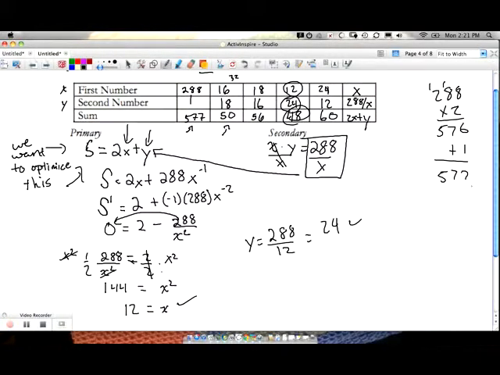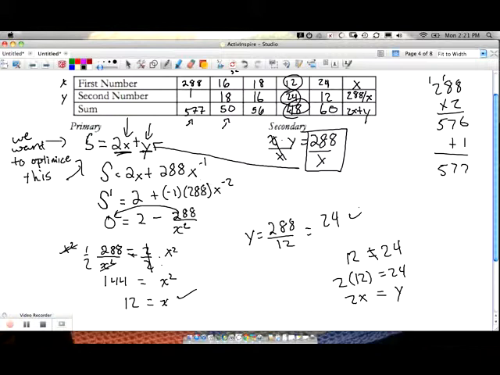And you might be thinking, but that's not symmetrical. 12 does not equal 24. But 2 times 12 does equal 24. And we were looking at 2x trying to balance with y. So when these two pieces were symmetrical, when they were balanced, we actually did have the lowest or the optimal value.